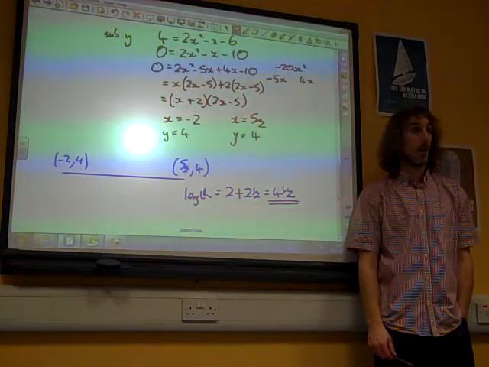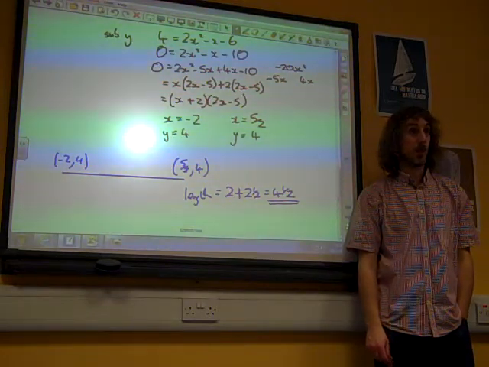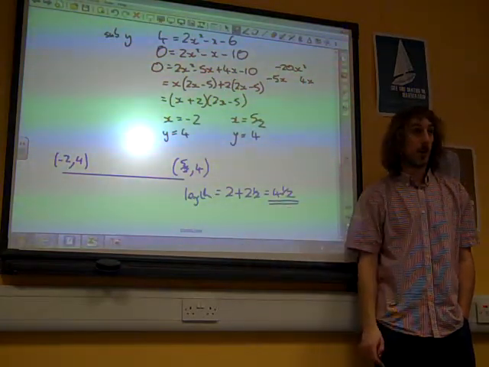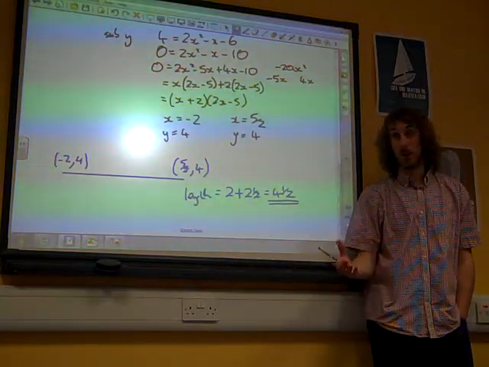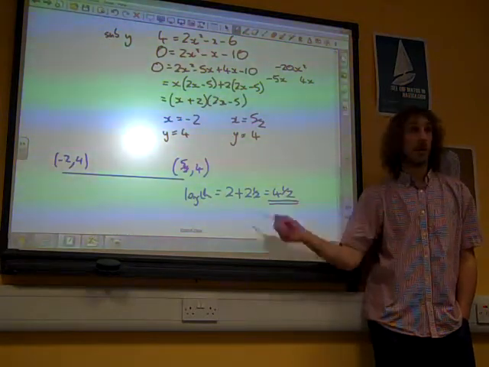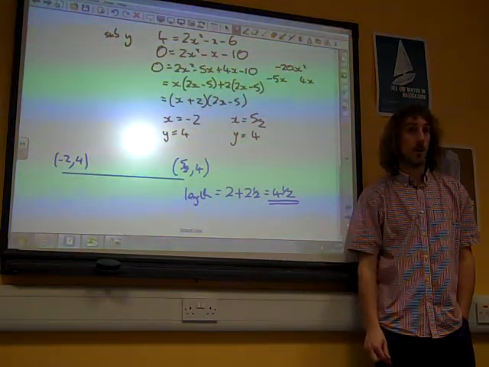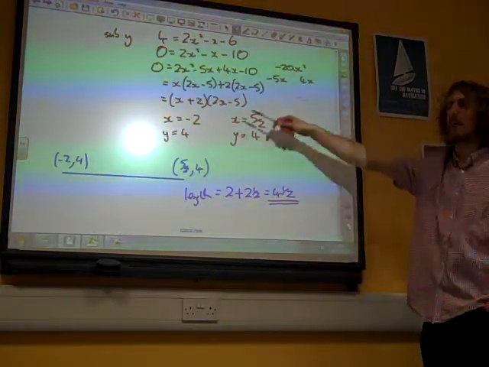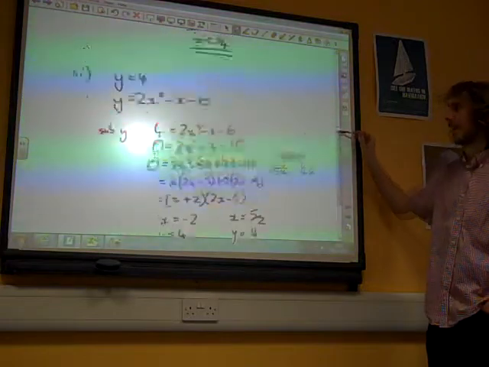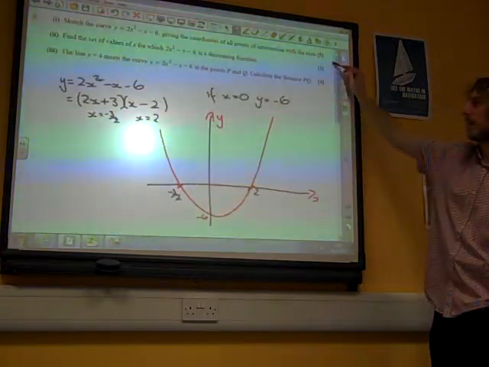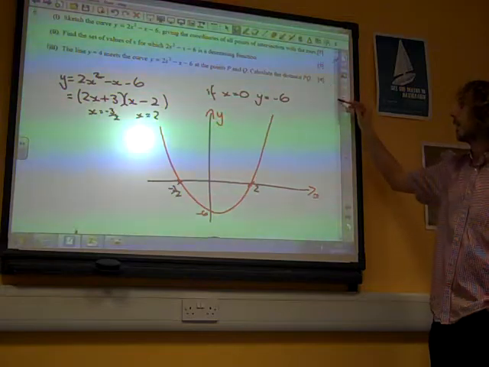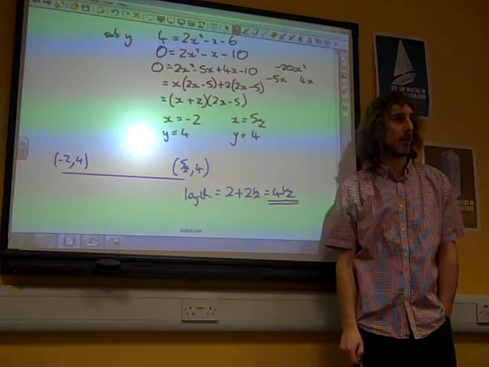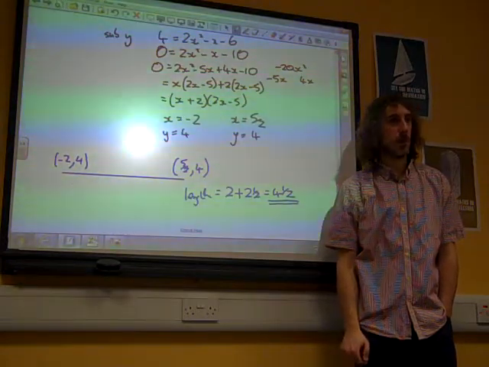If you've done Pythagoras' theorem, the square root of the change in x squared plus the change in y squared, the change in y is 0, so you end up with 4.5 anyway. There were a few people who did brilliantly all of this stuff and then forgot to find the length of the line at the end of it. The question said, calculate the distance PQ. A few people did fantastic at finding P and Q and then forgot to finish it off. There we go.